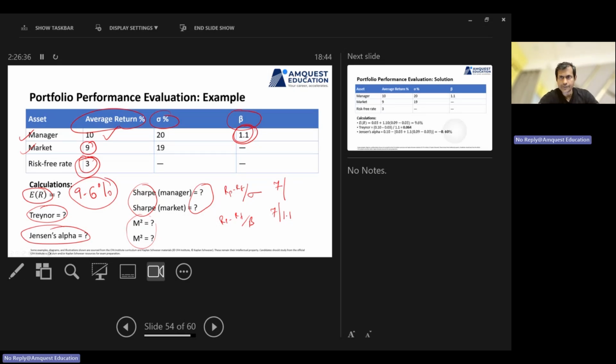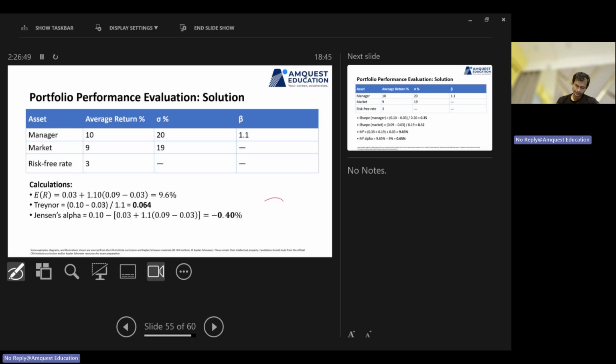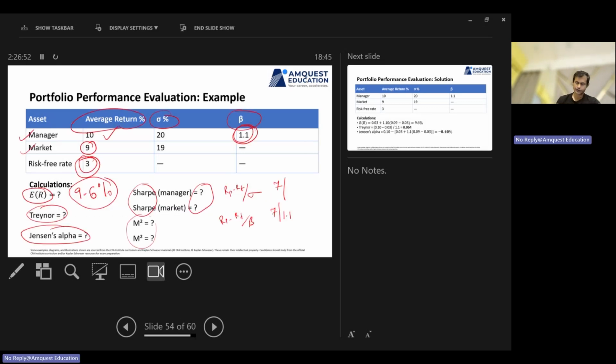Guys, are you all with me on this? If I do Treynor, I'll do the excess divided by 1.1. What did you get? What's the answer for Treynor ratio? What's the answer, guys? Treynor ratio. You guys can hear me, no? 0.064. Okay, good. That's right.